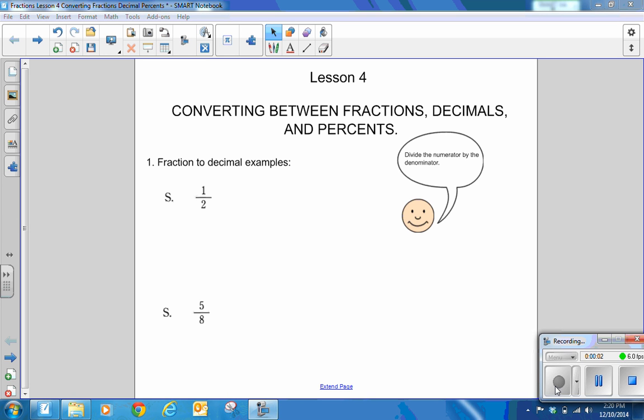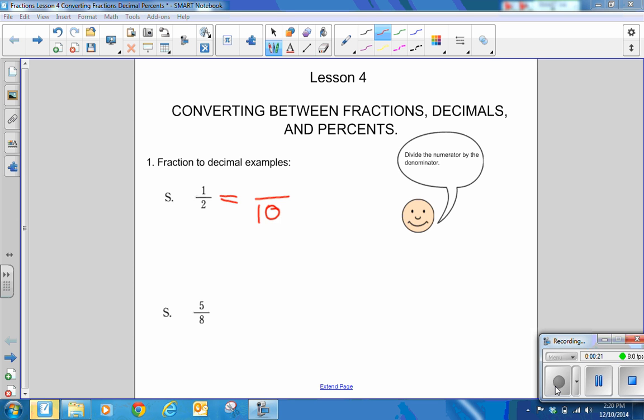In this video, we will be looking at converting between fractions, decimals, and percents. If you want to convert a fraction to a decimal, you will first need to make sure that the fraction has a denominator of 10, 100, or 1,000, or any other higher power of 10.